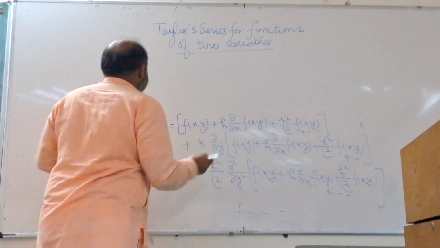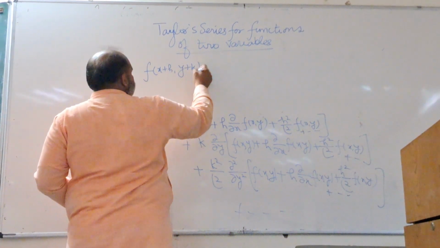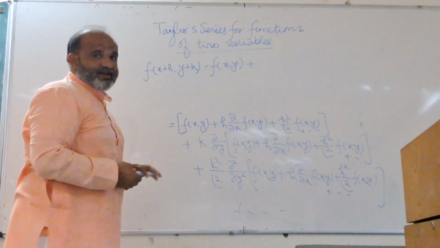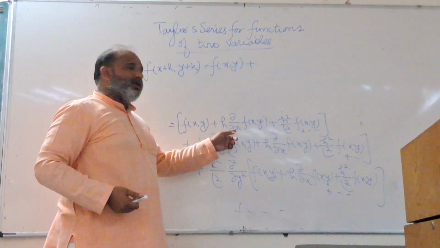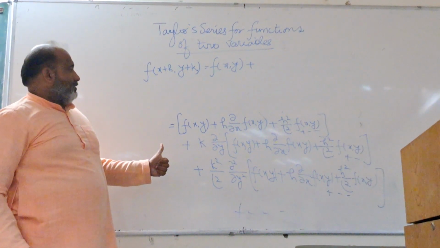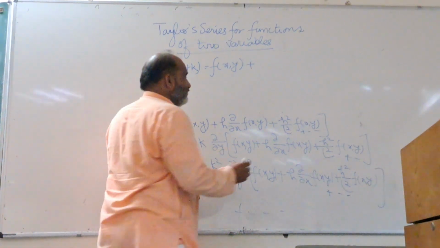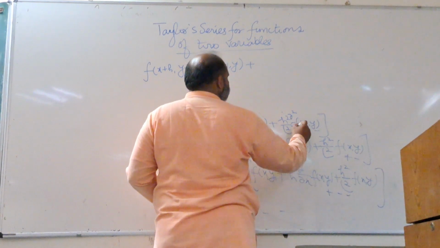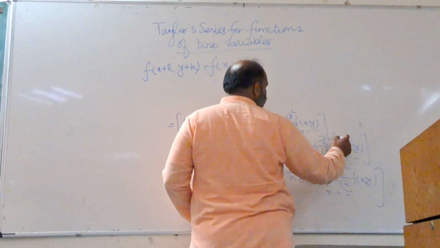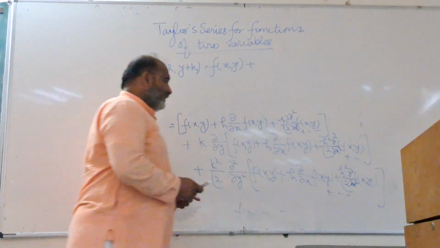So in this way I shall get f(x+h, y+k) equal to f(x,y) plus the first order derivative term. This is h ∂f/∂x, and I think it is missing here, ∂²/∂x². This is h² times ∂²/∂x², again ∂²/∂x².